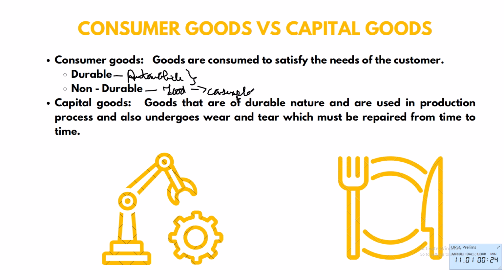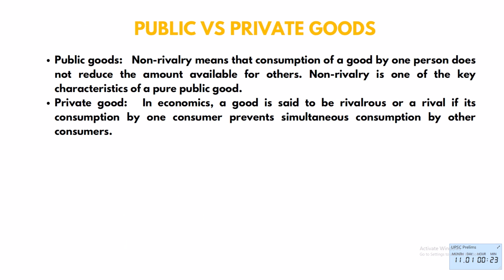Next one is capital goods, goods that are of durable nature and are used in the production process and also undergo wear and tear, which must be repaired from time to time. Machinery, for example, and equipment all come under this part.